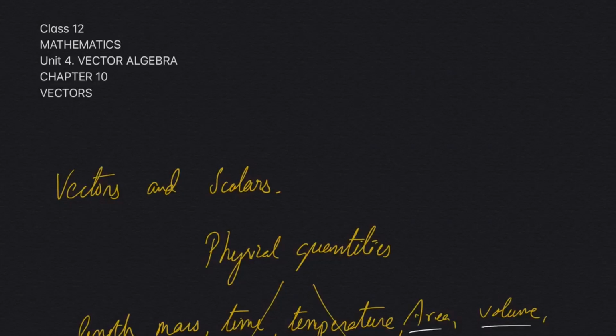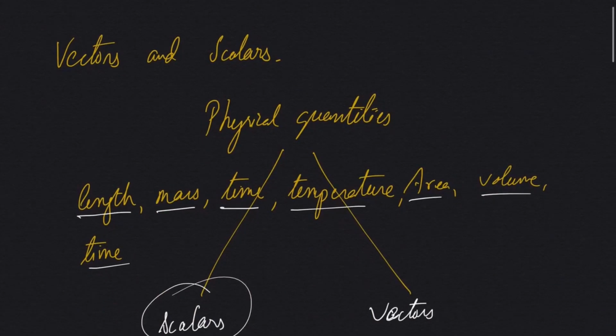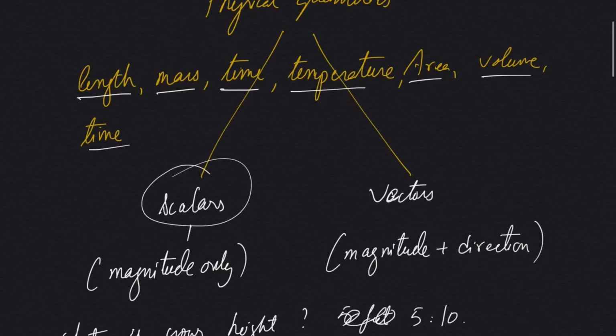Now, in life we will see that there are many physical quantities, like length, mass, time, temperature, area, volume, all these are physical quantities. Now, what are scalars and what are vectors? Scalars are those quantities which have only magnitude, whereas vectors are those quantities which have magnitude as well as direction, that are called vectors. Now, magnitude means the quantity.